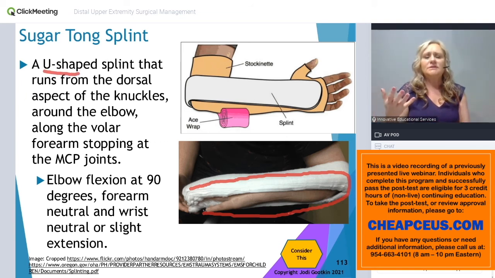And the reason they call it sugar tong is if you think of tongs that you use for like barbecuing, or they used to pick up those little sugar cubes, it creates that trough that goes around. The idea is it's going to stabilize the wrist, the elbow, and really control rotation also. We might see this utilized more for that distal radius fracture, for the lunate fracture where everything needs to be stabilized, because remember, it articulates with the carpals distally, but also that radius proximally.